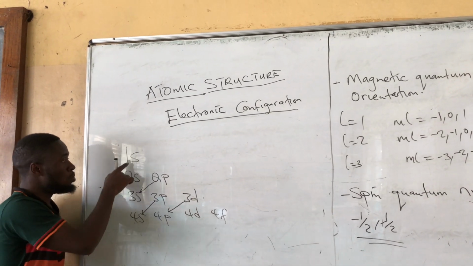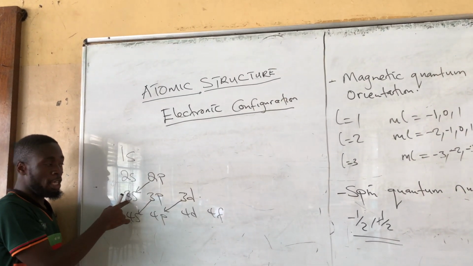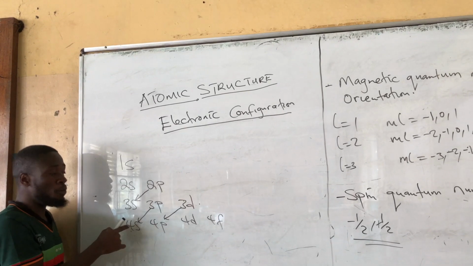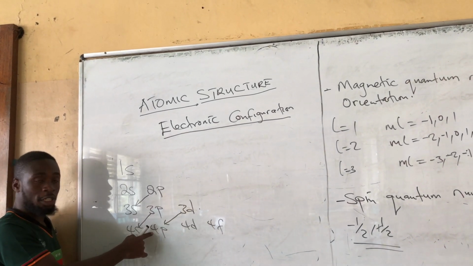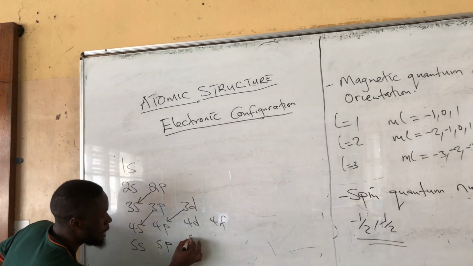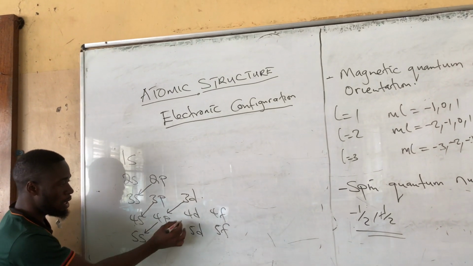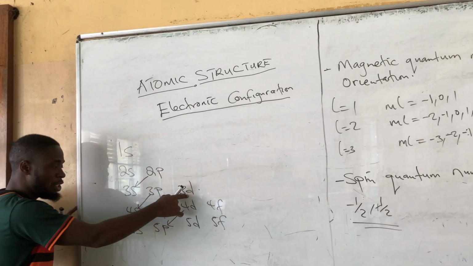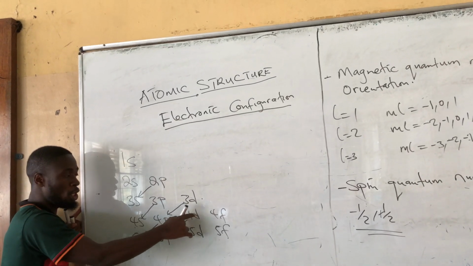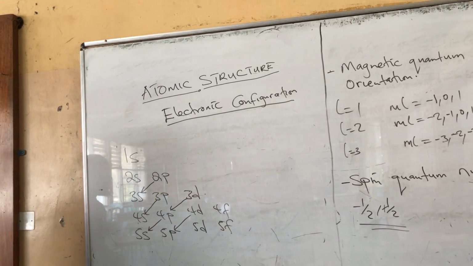So you move from the first s level, you go to 2s, 2p. Then you go to 3s, then 3p. From 3p, don't go down to 3d. You need to go to 4s. Then from 4s, that's when you go to 3d. Then you go to 4p, then 5s, 5p, 5d, and 5f. So from 3d, you need to go to 4p. From 4p, you go to 5s, that's when you go to 4d. Then from 4d, you go to 5p, that's when you go to 4f. So you need to understand this.